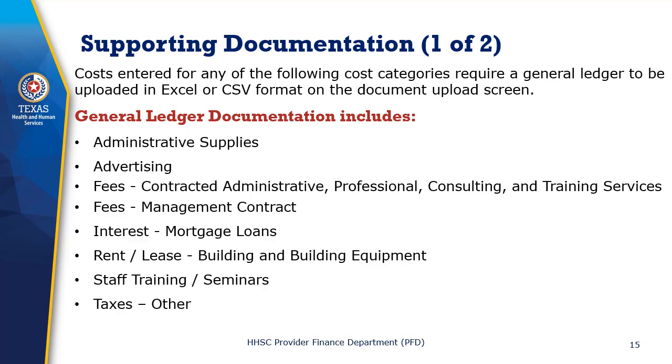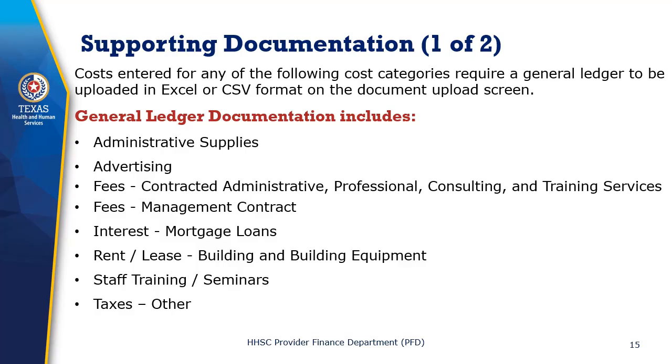To ensure compliance with reporting requirements, any costs submitted under specific categories must be accompanied by a general ledger. Module 17 provides additional information on required documentation upload. This general ledger must be uploaded in either Excel or CSV format through the document upload screen provided. The categories for which a detailed general ledger is required include administrative supplies, advertising, and various professional fees, such as contracted administrative services and consulting.